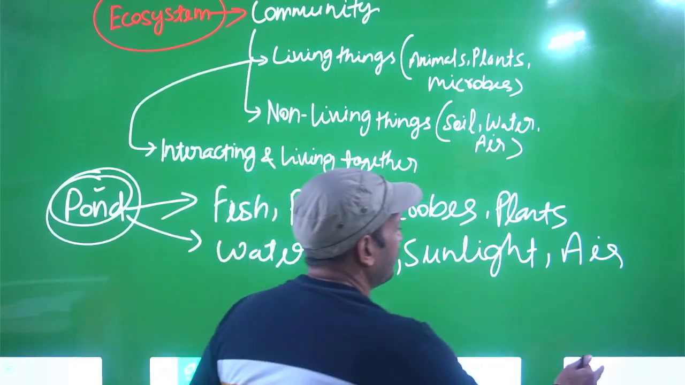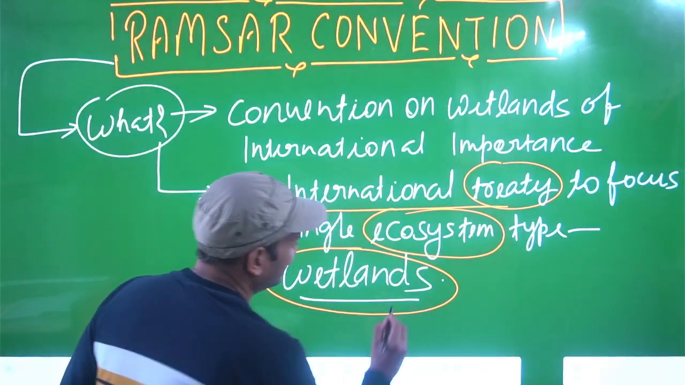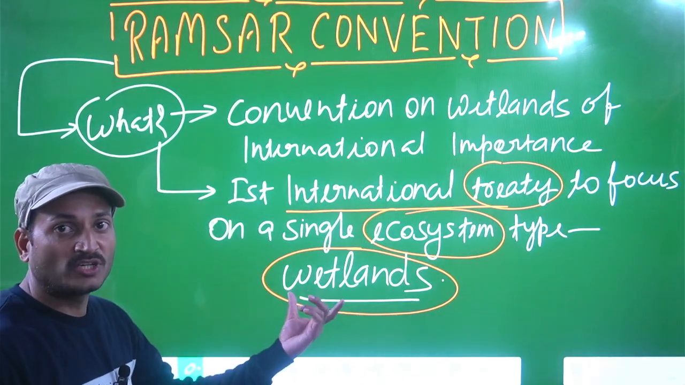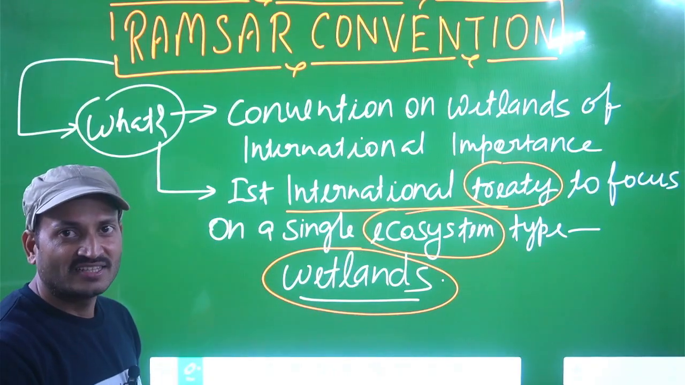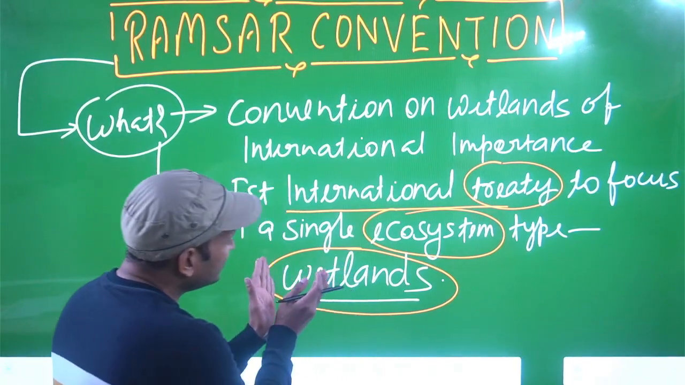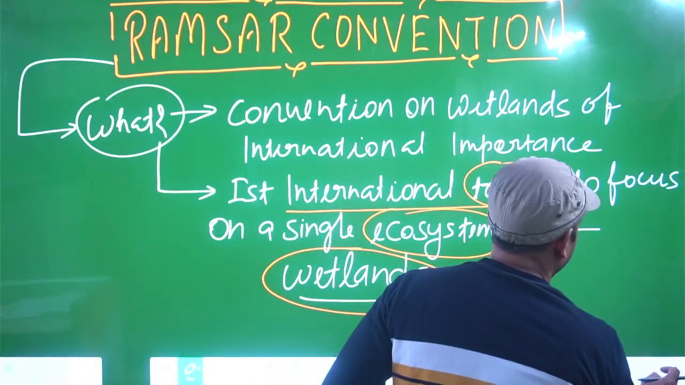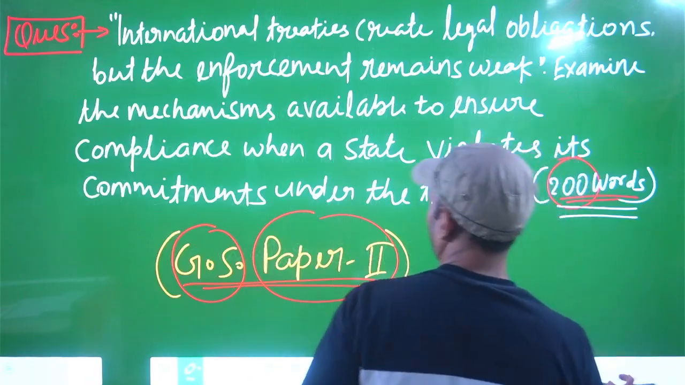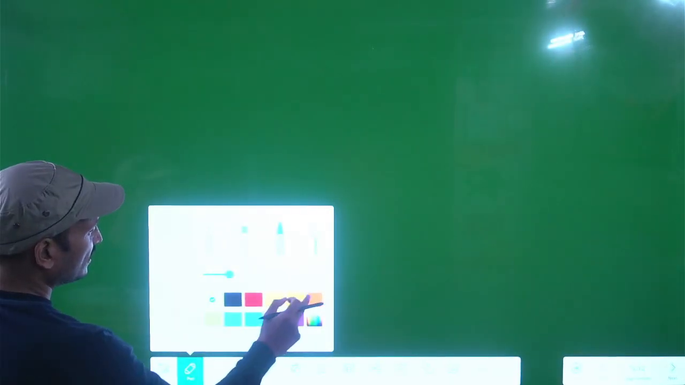Now the next important term here is wetlands. This is extremely important to know because the Ramsar Convention is basically based on wetlands. So that's why the Ramsar Convention tries to protect wetlands. So we should understand wetlands now. When we talk about wetlands, my friends, when we talk about a wetland.